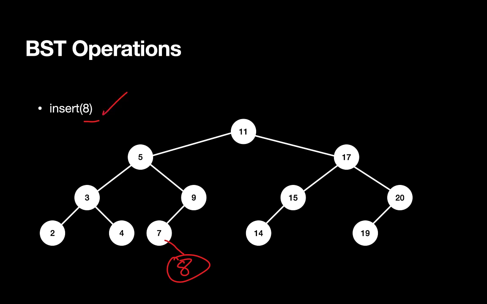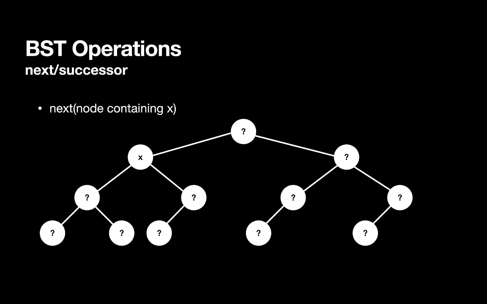Insert is pretty straightforward based on the concept of finding a value. Now we'll look at the next method, or the successor method. The basic idea here is that we'll start at some node, x. You'll notice that here all of the values of nodes are obscured, so we can think about the concept. We'll start at some node x, and we want to find the value that comes after x, but as close to x as possible, so kind of the immediate successor value.